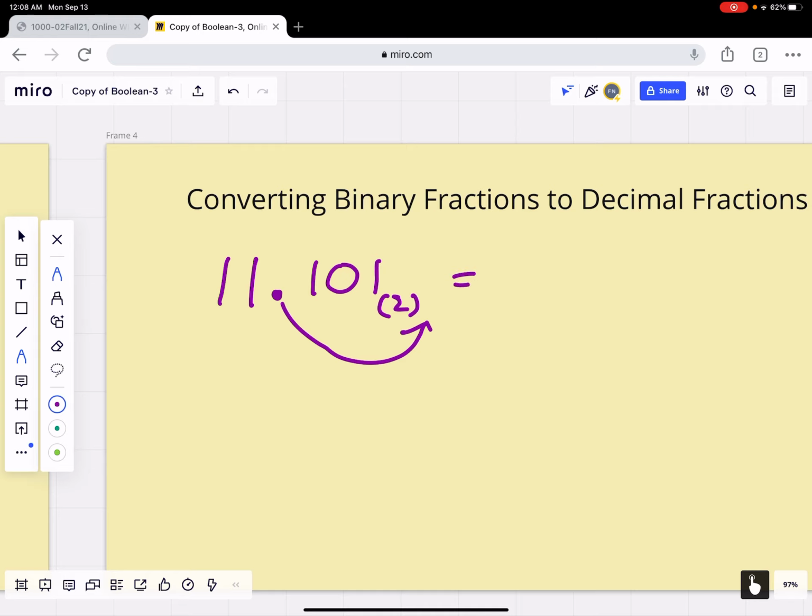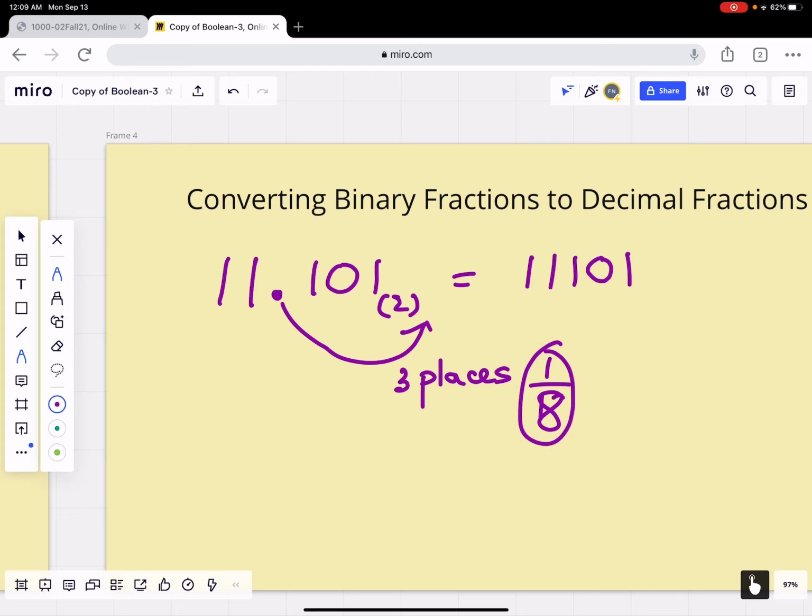So your answer is 11101. Make sure you move the binary point 3 places to your right. So you know the first one is 1/2, second one is 1/4, and third one is 1/8. So for sure you're going to multiply by 1/8 at the end.